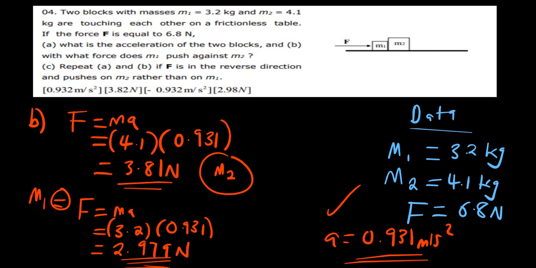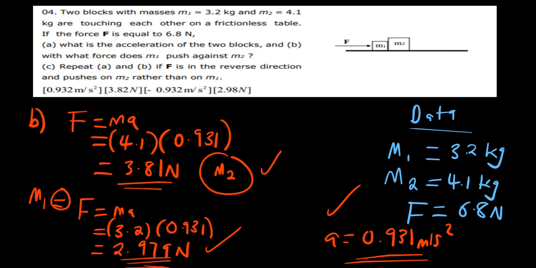So what do we have? Now m2 is greater than m1. I was told to repeat A and B if F is in the reverse direction, but now it's not in the reverse direction, so we're not going to do anything to what we found on A and B. Why? Because B will actually be pushing back against A.